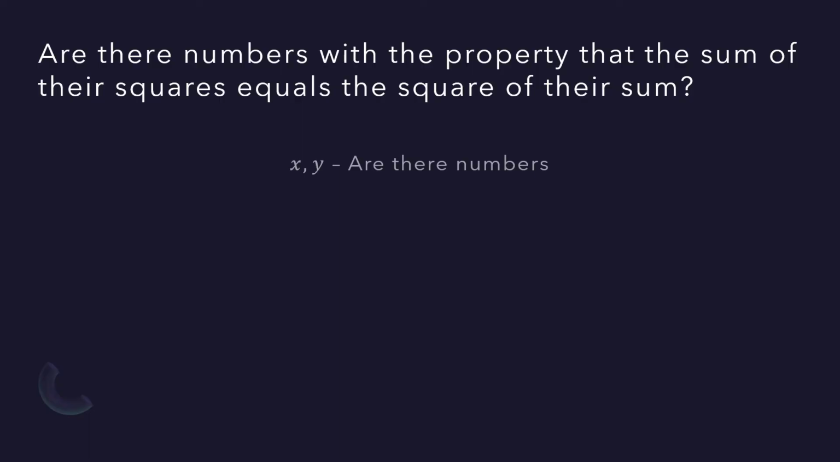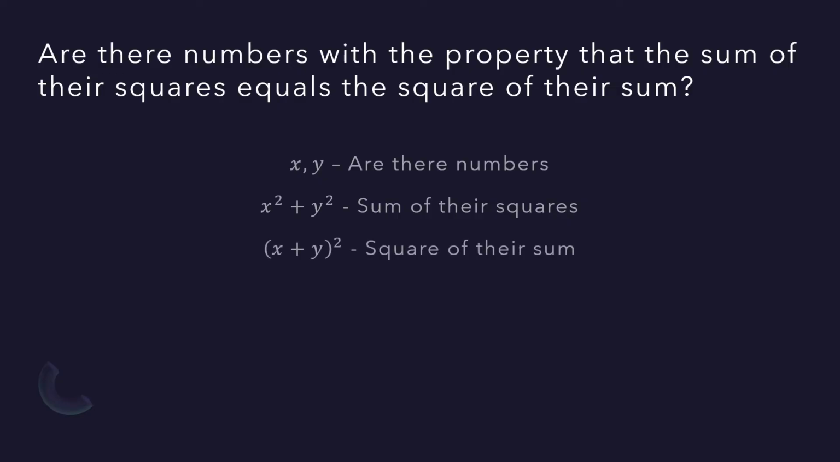Kasi pag X lang, hindi siya R, no? It should be is there a number, no? Pero since we're dealing with numbers, at least we have two. Yan, X and Y. Then we have X squared plus Y squared, that is the sum of their squares, no? So just get the square of each, then add them. Then dito naman, square of their sum, pag-aadin mo muna bago mo kunin yung square.